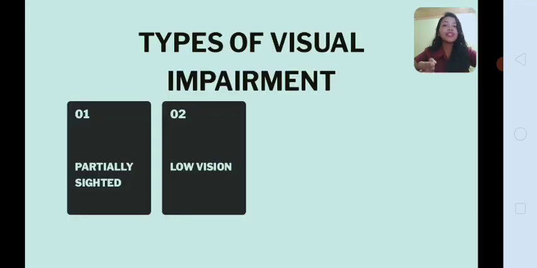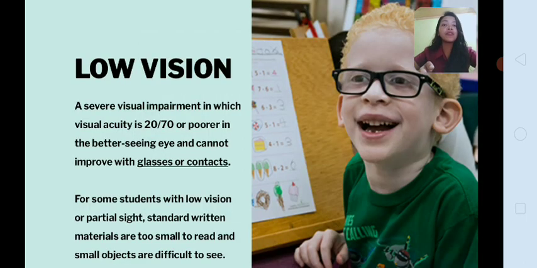Next we have the low vision. Low vision is a severe visual impairment in which visual acuity is 20/70 or poorer in the better seeing eye and cannot improve with glasses or contacts. Low vision is moderate compared to the partially sighted, which is mild. A person in the category of low vision is not eligible to drive because they may have difficulty recognizing faces across the street.